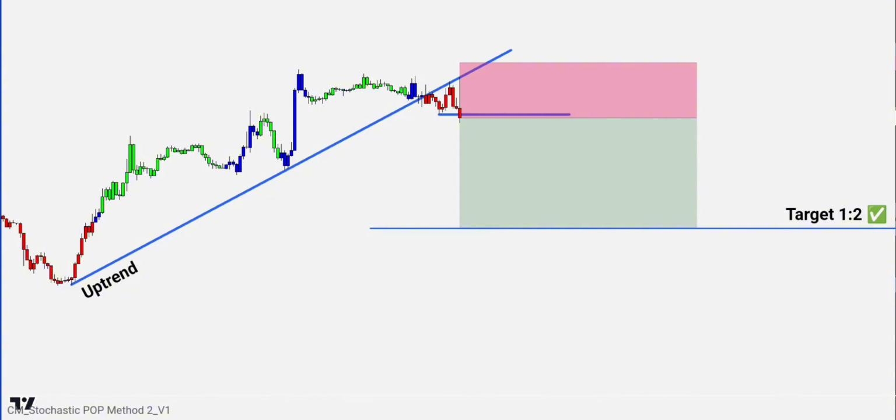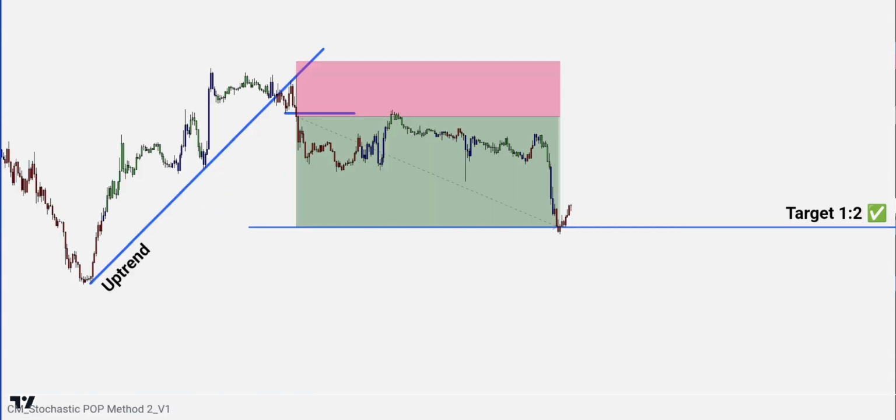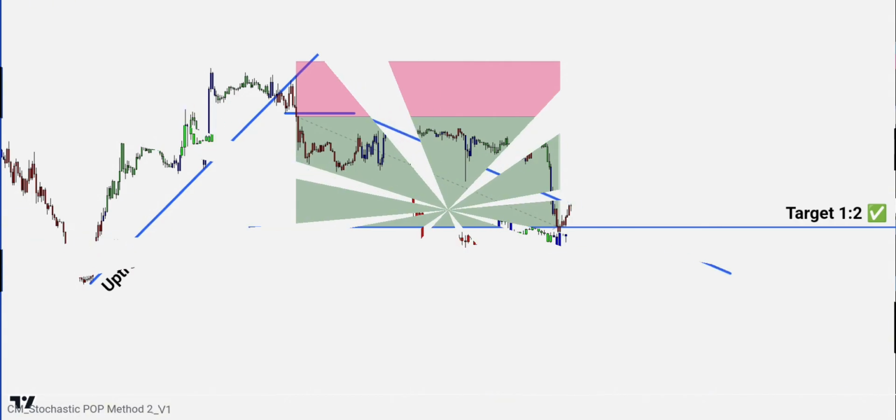It would be appropriate to open a trade at the closing level of the candlestick that broke the support line. The initial target point is the 1-2 level. And as you can see, it was a perfect trade. The price went directly to the target without entering our risk zone.